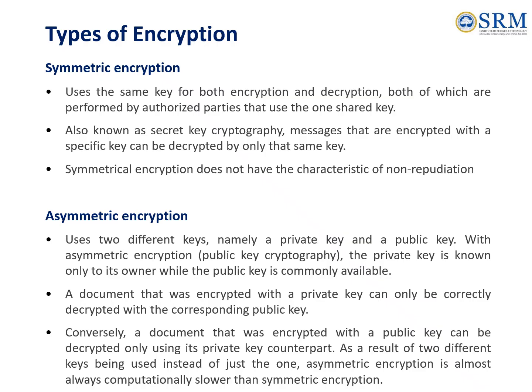Next is asymmetric encryption. Here, two different keys are used, a public key and a private key. The public key is openly available while the private key is kept secret by the owner. If data is encrypted using the public key, it can only be decrypted using the corresponding private key. Similarly, if a document is encrypted using the private key, it can be verified using the public key. Since two keys are involved, asymmetric encryption provides stronger security, but it is slower compared to symmetric encryption.